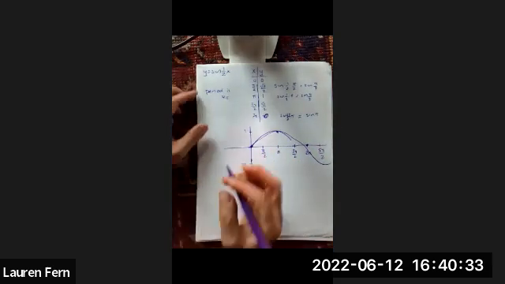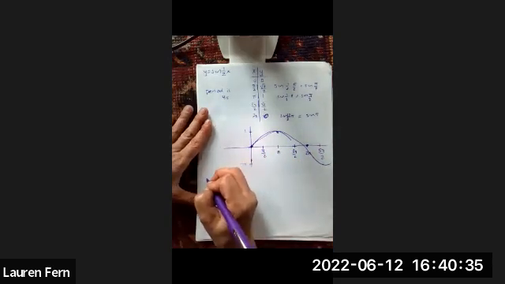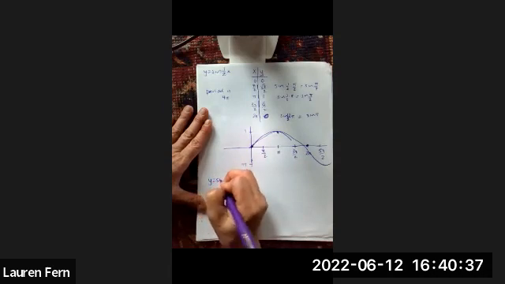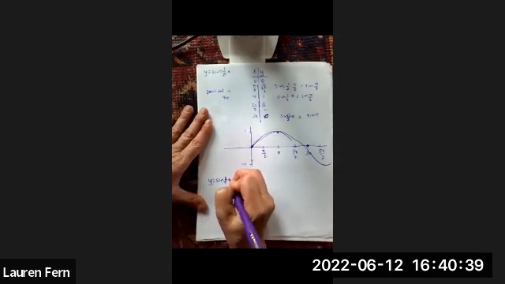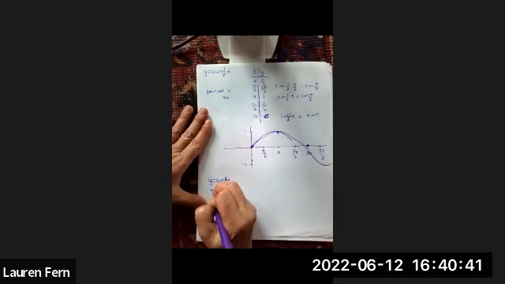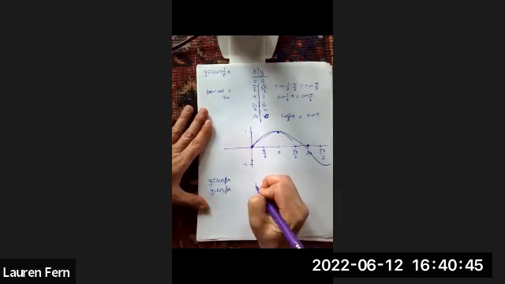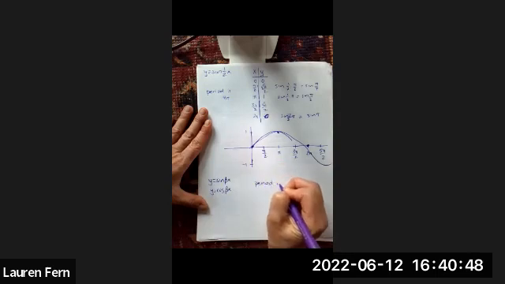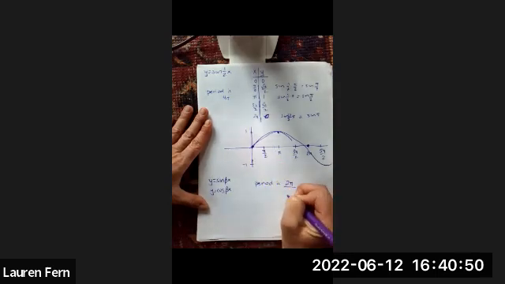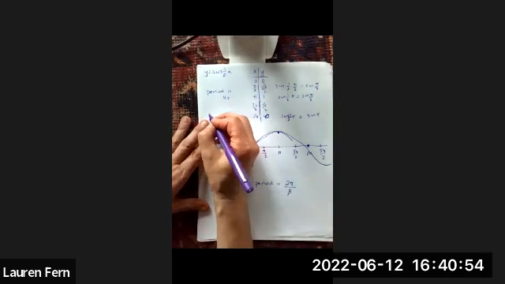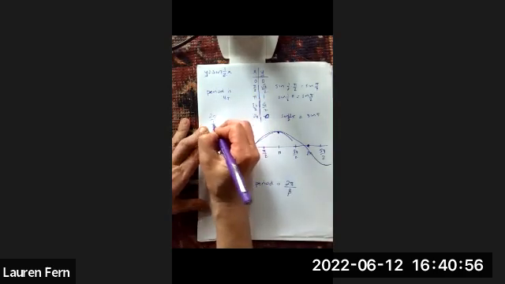Okay, so the moral of the story is if you have the sine of some beta x or the cosine of beta x, your period is 2 pi over whatever that value is. So up here, our period is 2 pi over 1/2, aka 4 pi.